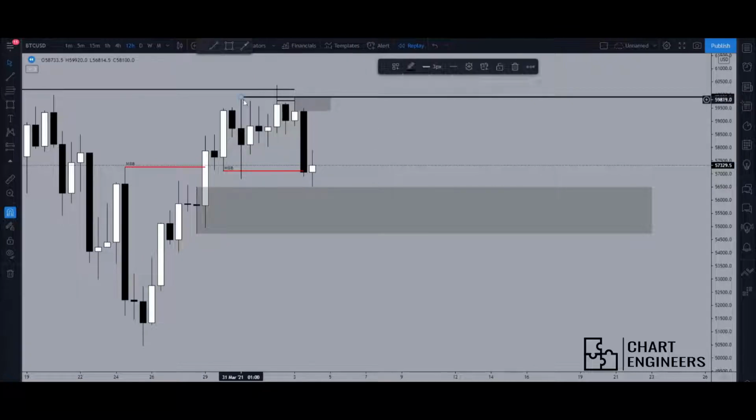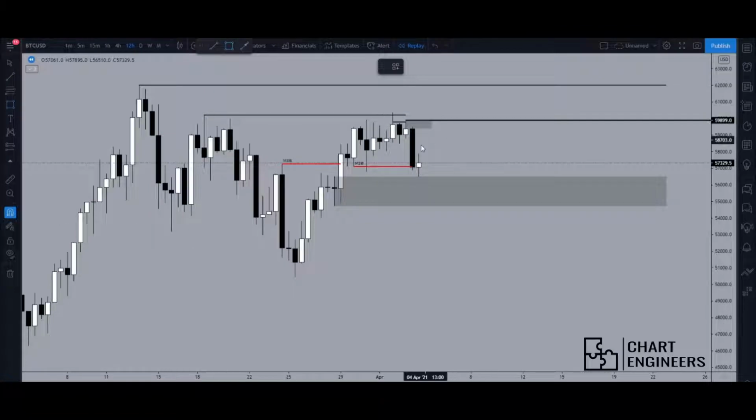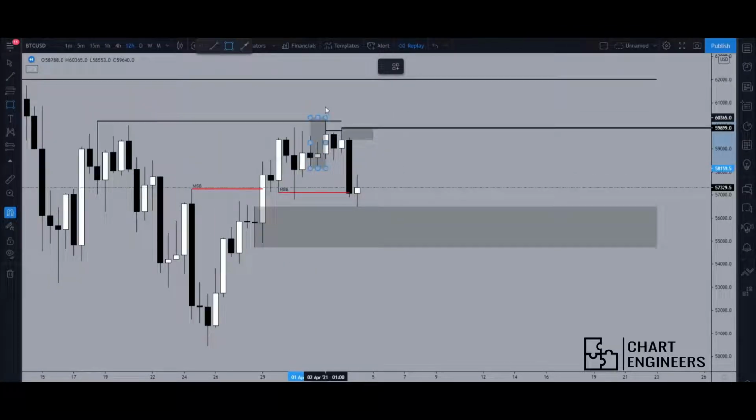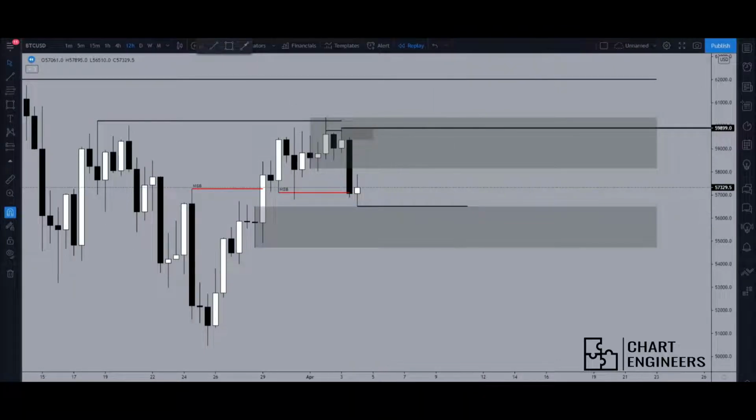And then we have our new market structure high, which is going to be there. And then also we've had a 12 hour sweep, and then this now becomes a 12 hour breaker zone. So now I will be expecting price to come back up and then continue lower towards this low into this order block, where I'll start looking for longs.